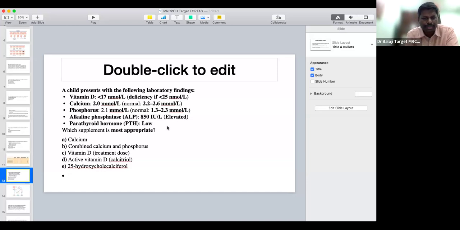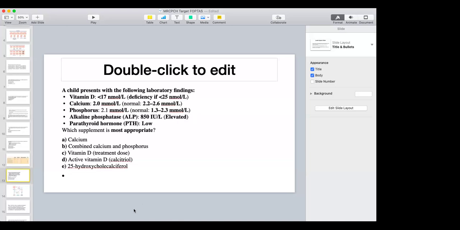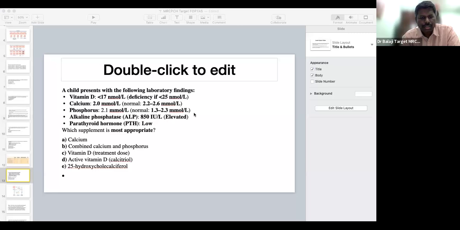So which supplement is the most appropriate? Here vitamin D is low, alkaline phosphatase is elevated. So it looks like rickets. Calcium is low and we said phosphorus can be normal also. So which supplement is most appropriate? Who wants to try? Vitamin D. So vitamin D in the treatment dose.